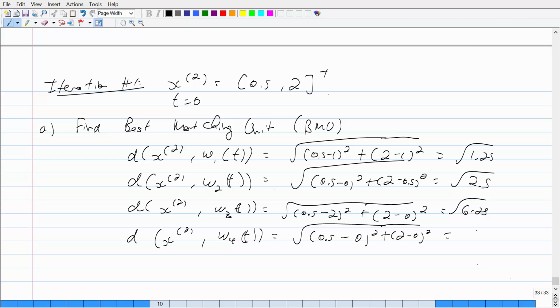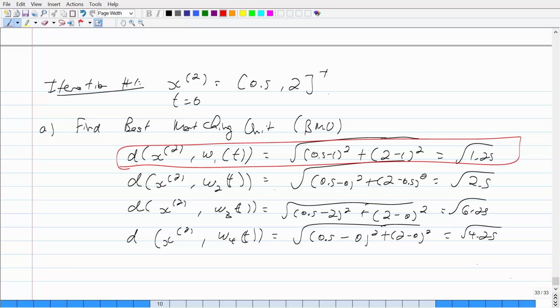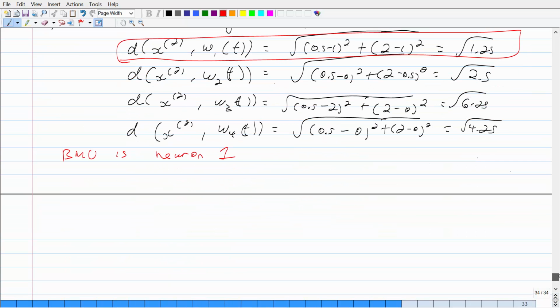This case, this is 4.25. Okay, so which of these is the smallest? This one here. Okay? Because this is the smallest, this belongs to neuron 1. So the best matching unit is neuron 1, because out of all the weights, it matched with the first set of weights the best. So that's the output for that. Okay, so that's the best matching unit.